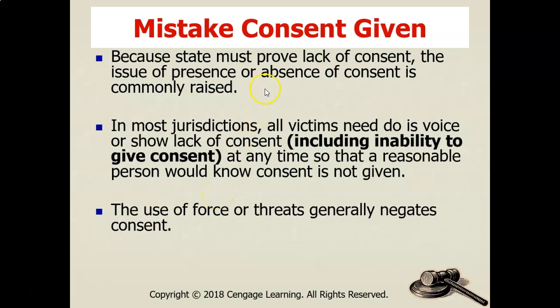Mistake of consent given. Because the state must prove lack of consent, the issue of the presence or absence of consent is commonly raised. In most jurisdictions, all victims need to do is voice or show lack of consent, including inability to give consent. So again, if somebody's impaired through alcohol or drugs, they definitely can't give consent. The use of force or threats generally negates consent. So if somebody's threatened with anything, physical force, blackmail, whatever, then that could show lack of consent.